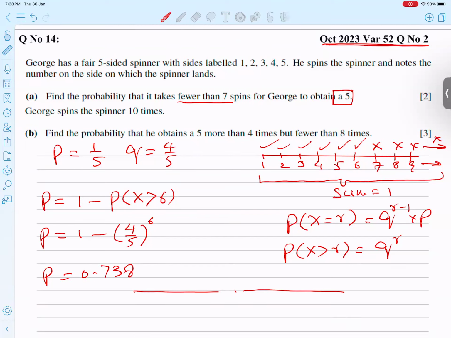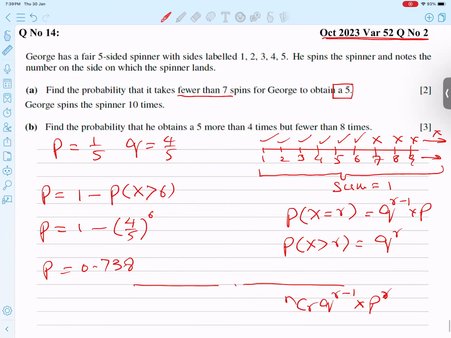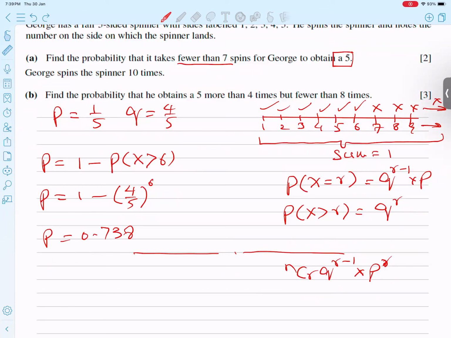George spins the spinner 10 times now. When he mentions the total 10 times: in geometric probability, observe n is never given. But in binomial probability, you know the formula very well, nCr, q to the power n minus r into p to the power r. Geometric and binomial probability always start from 0. Make sure, there is a very important difference between them.